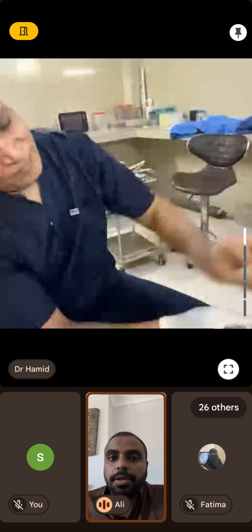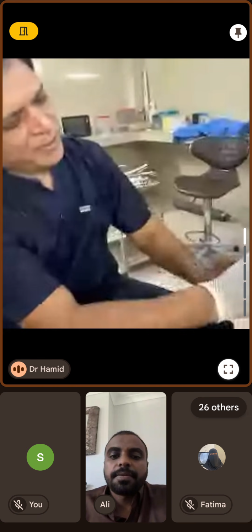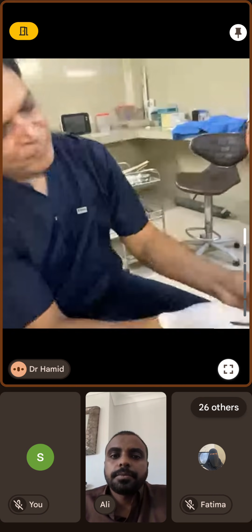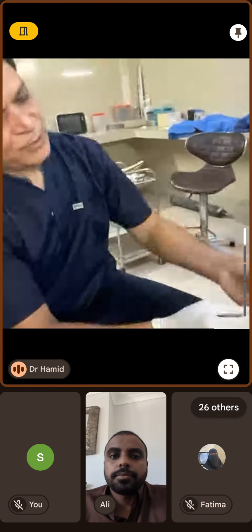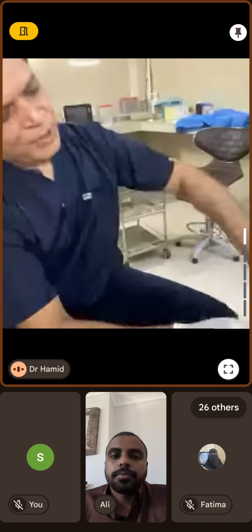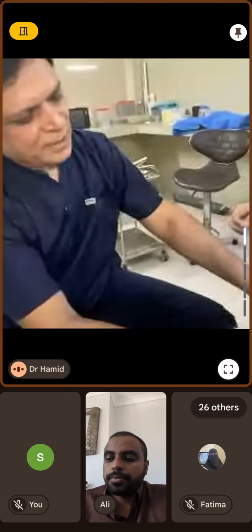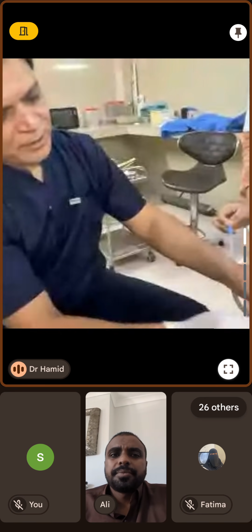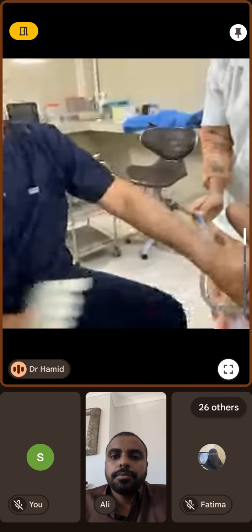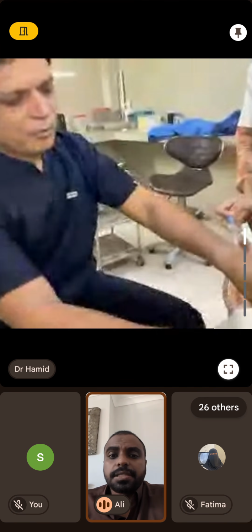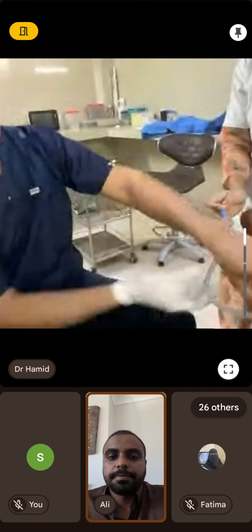So what are you going to do after that? This is fixed to the drain so that the drain should not be coming out. Then another suture is taken, a horizontal suture, and it is stuck with the dressing. So what's the step after that?